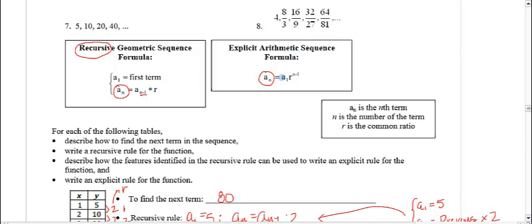And again, the explicit looks very similar to our exponential function that we're familiar with, right? A times b raised to the t. Very similar to that. But again, previous term, n minus 1.